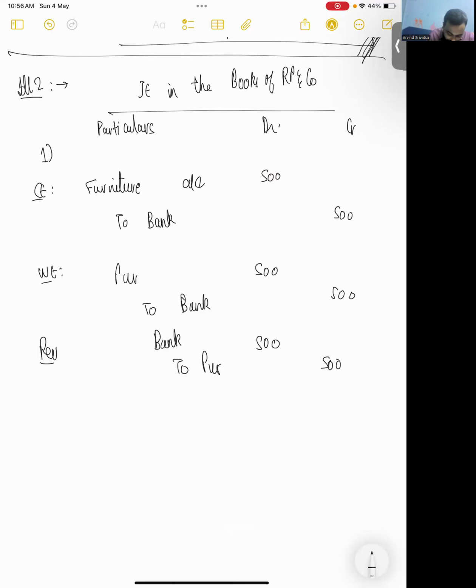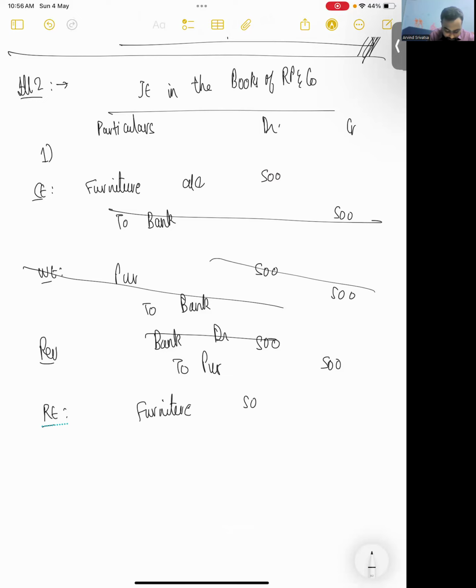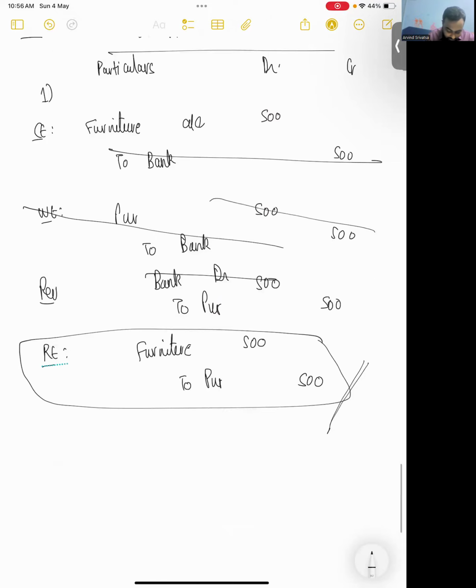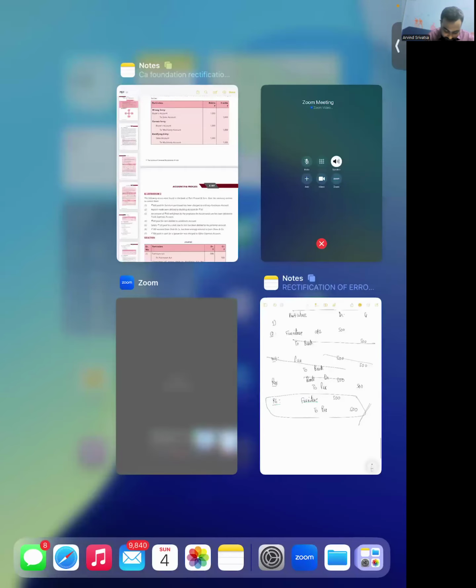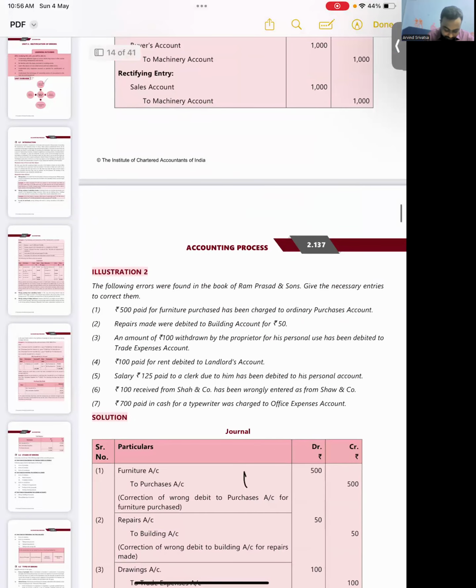So yeah, rectification entry. Forget this, throw this in the dustbin. So bank debit 500 and bank credit are going to get cancelled. Your rectification entry is furniture 500 to purchases 500. Perfect. Yes, sir. So what have they got? Yes, they've got the same thing, perfectly right.